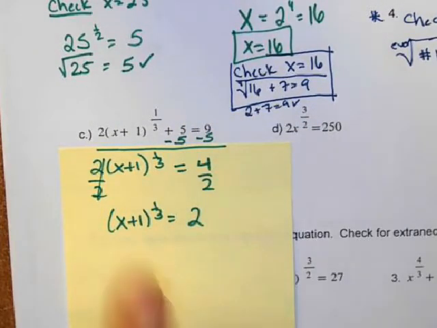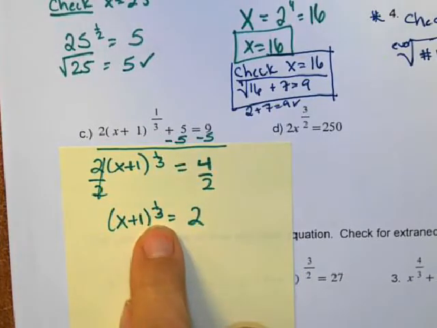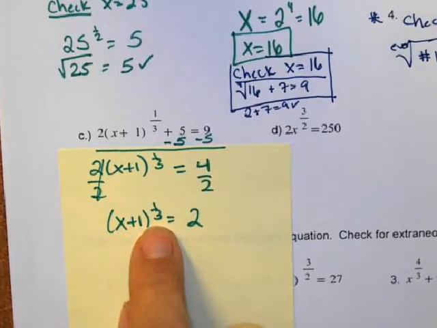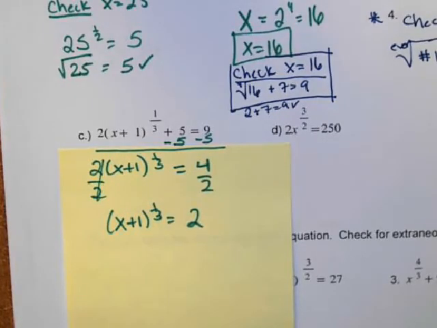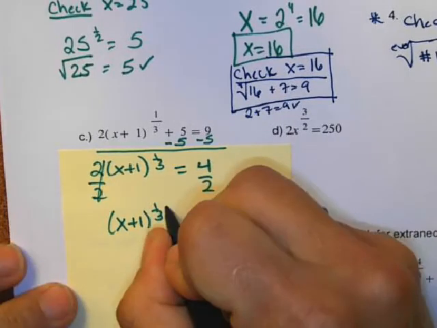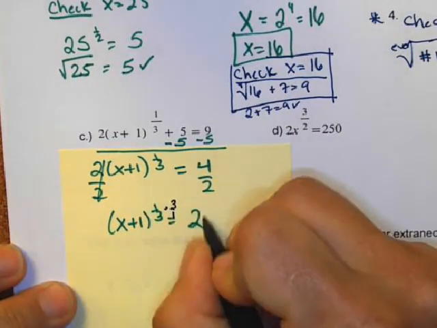So now we have a radical equation, and the radical is 1/3. So this technically means cube root of x plus 1. So now what I'm going to do is get rid of that 1/3 power by raising it to the 3rd power. The reciprocal of 1/3 is 3/1.